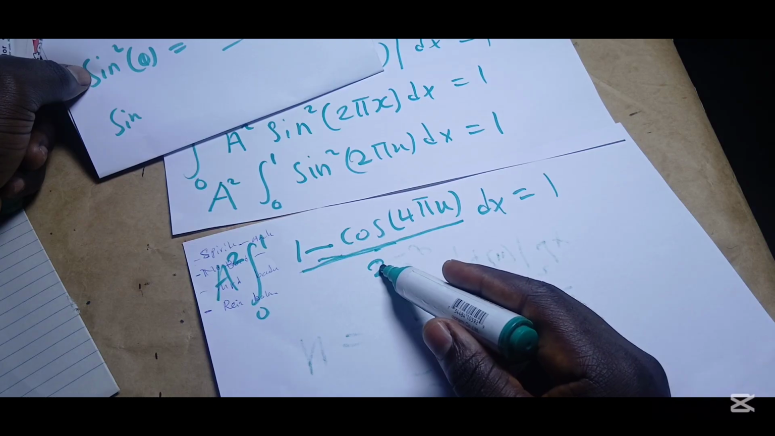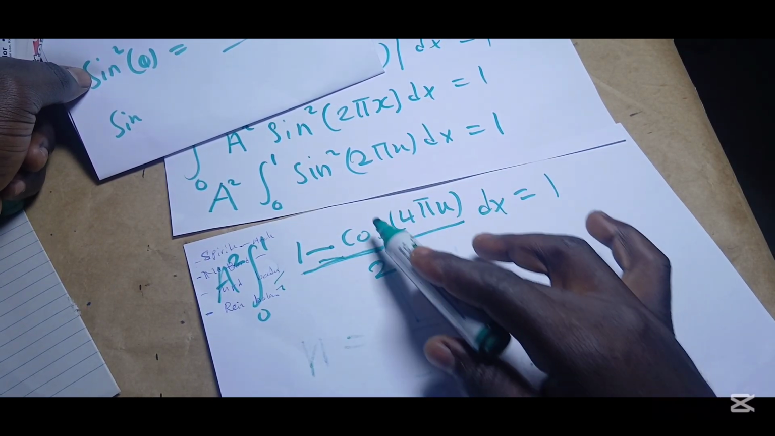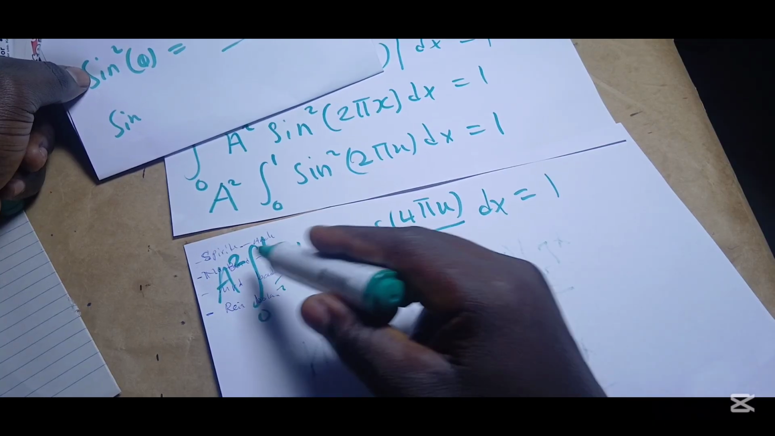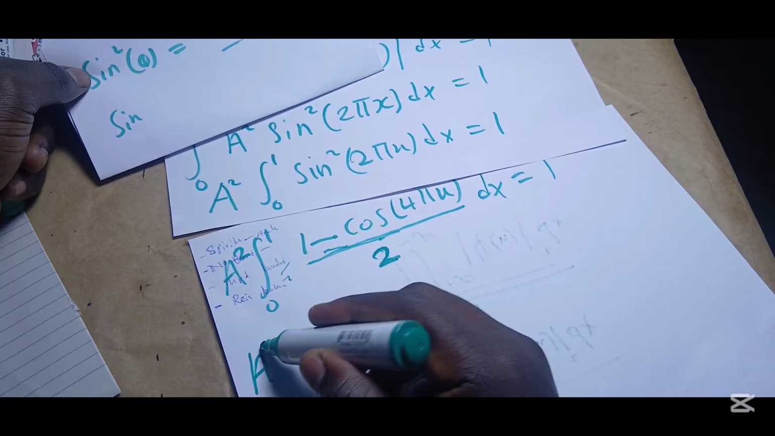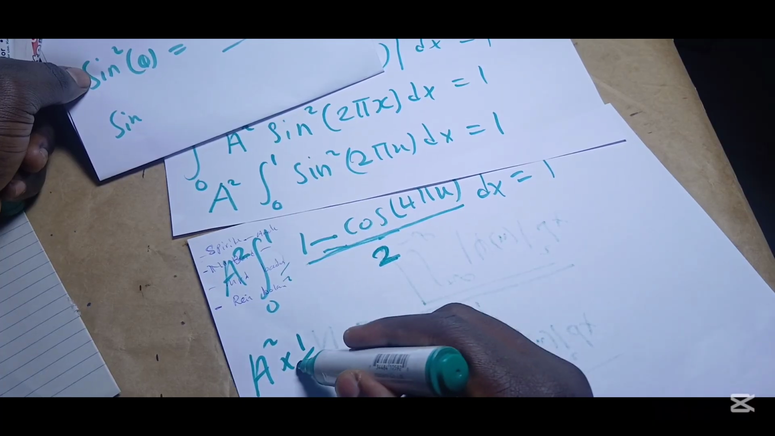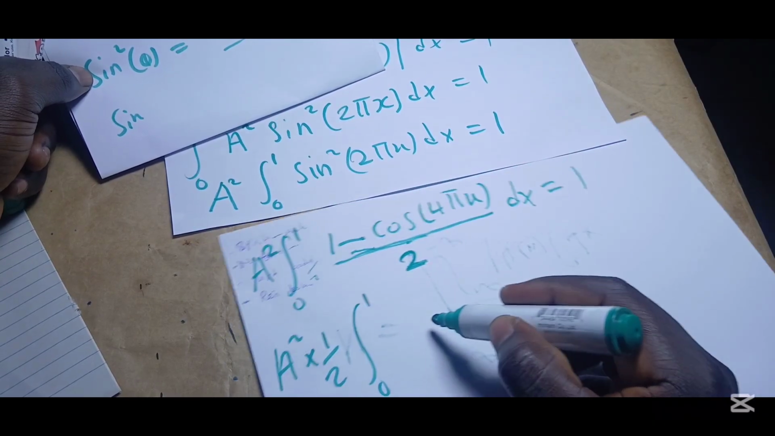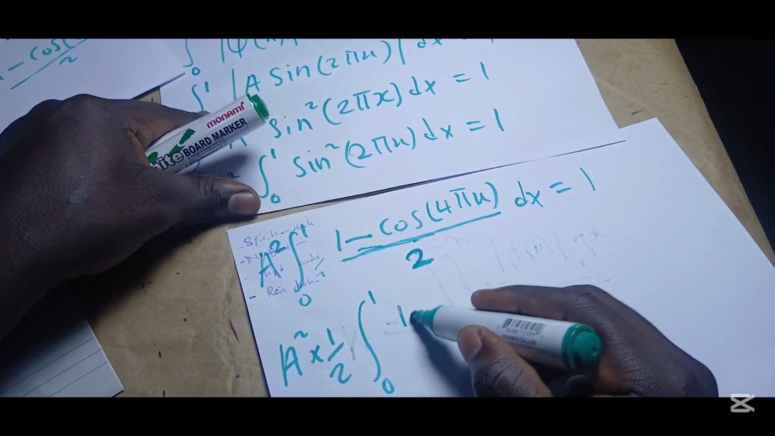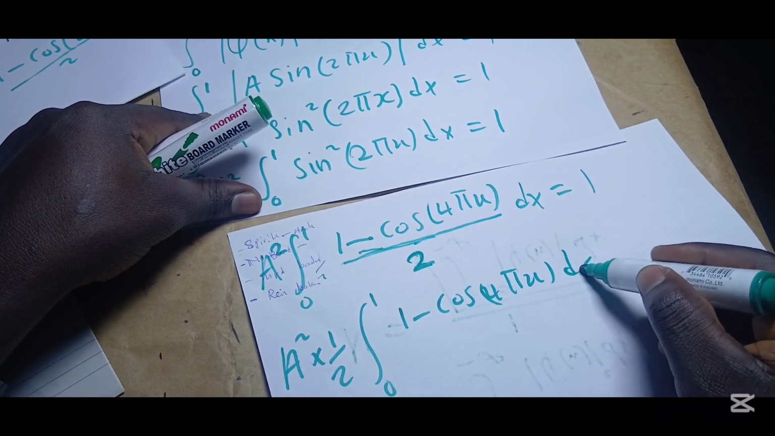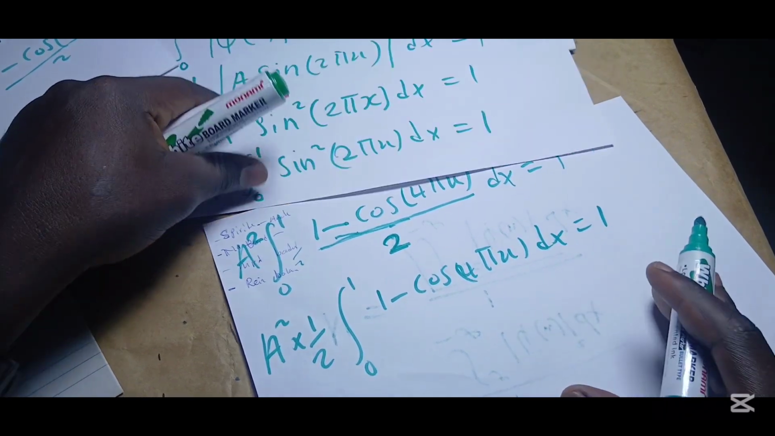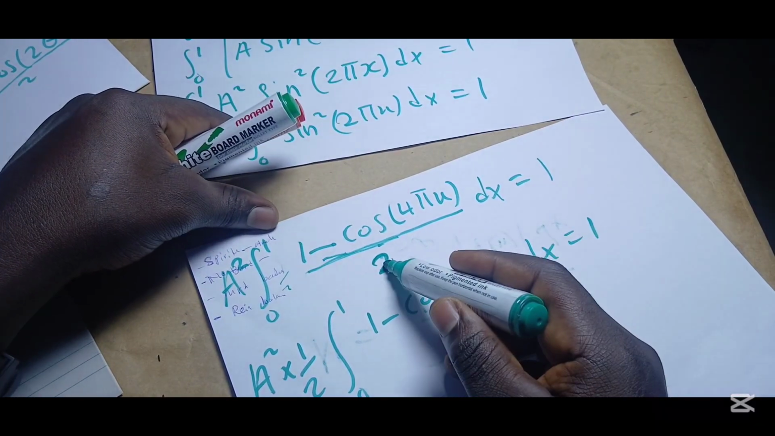Now, this over 2 here is the same as this term multiplying by half, then simplified to be over 2. So we can take half outside, factoring these 2 out. So we can get it to be a to the power 2 multiplied by half, integral from 0 to 1, 1 minus cos 4 pi x dx equal 1. We just factored 2 out.